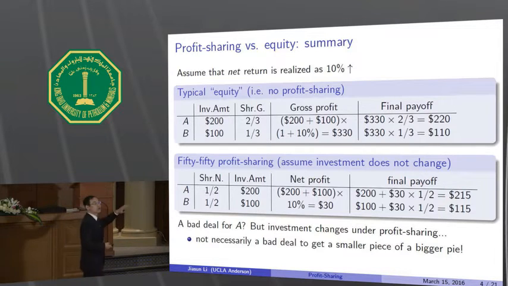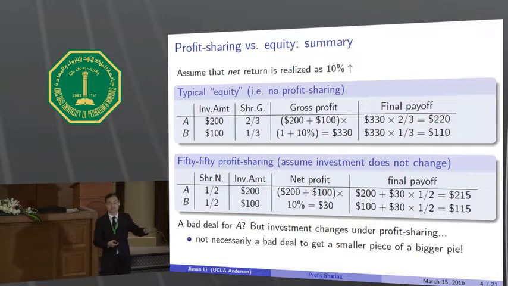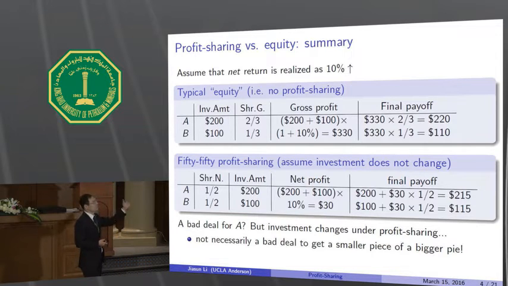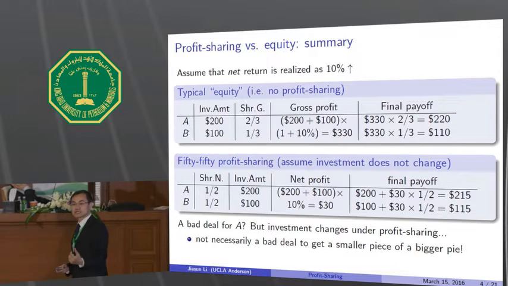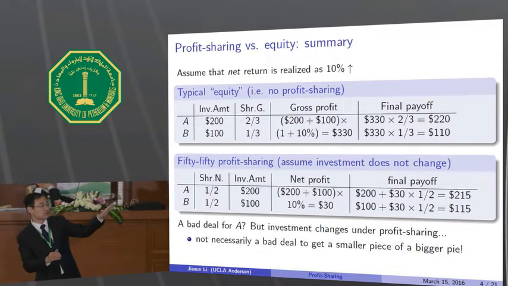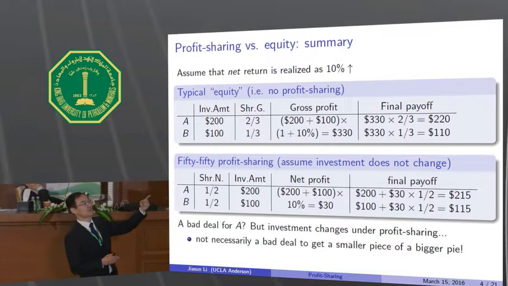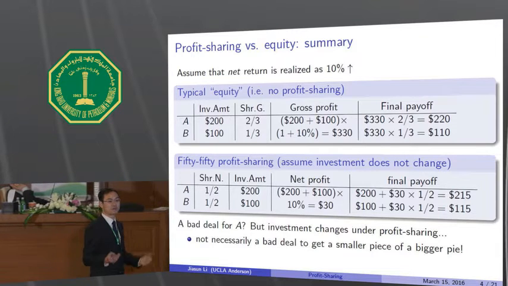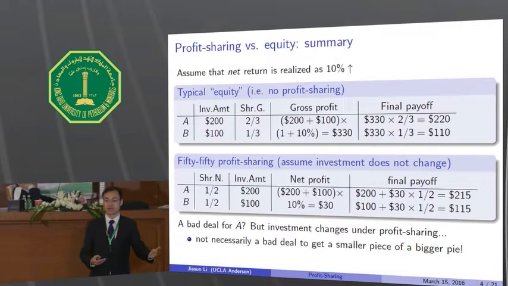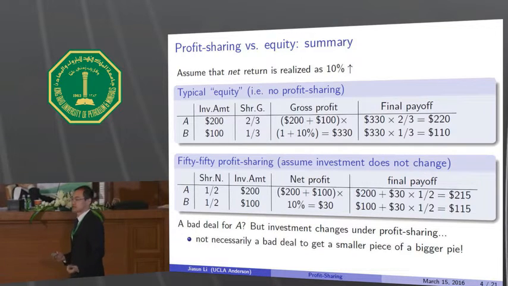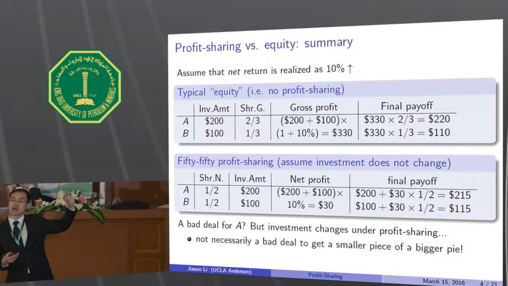Then, under a typical equity contract, because Bill invests $200 and I invest $100, he will be entitled to 2/3 of the total revenue or payoff of the project. So if the project goes up by 10% in the next period, because our total investment is $300, the total payoff is going to be $330. Bill will get back $220, and I will get back $110. That's what a typical equity contract we usually observe.